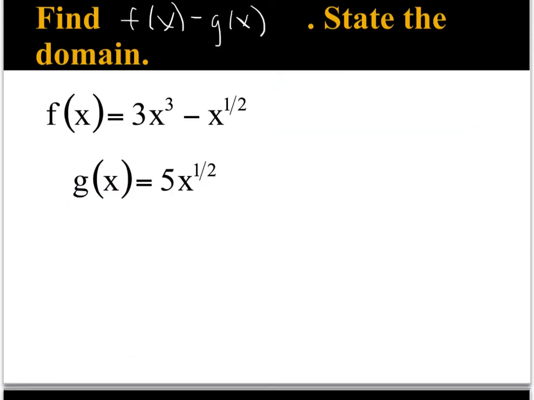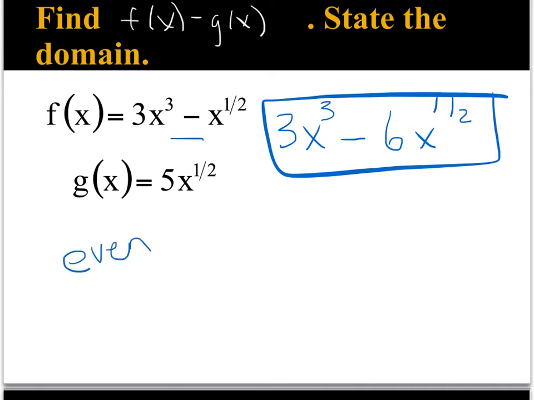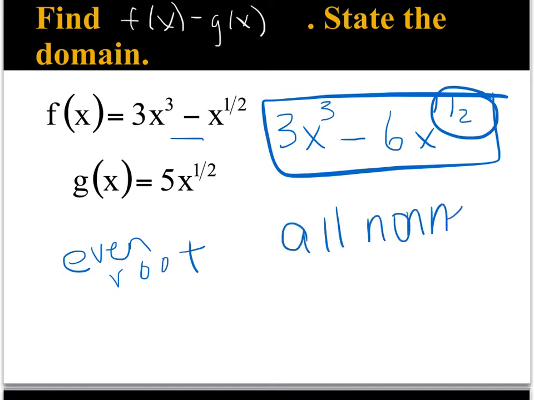This problem is asking us to subtract f of x and g of x. So I need to subtract 5x to the 1/2 from 3x to the third minus x to the 1/2. So if I combine like terms, I get 3x to the third minus 6x to the 1/2 power. Remember, when I find the domain, anytime I have an even root, which I have here, I have an exponent of 1/2, I get all non-negative numbers.